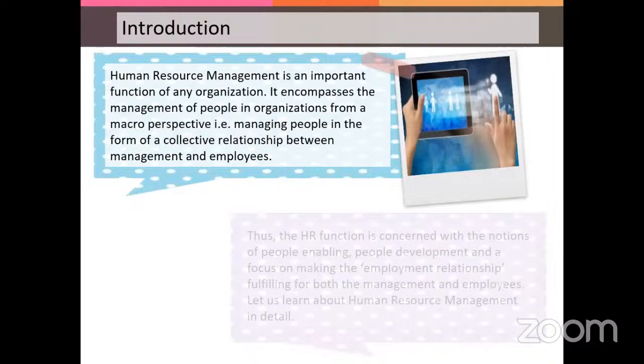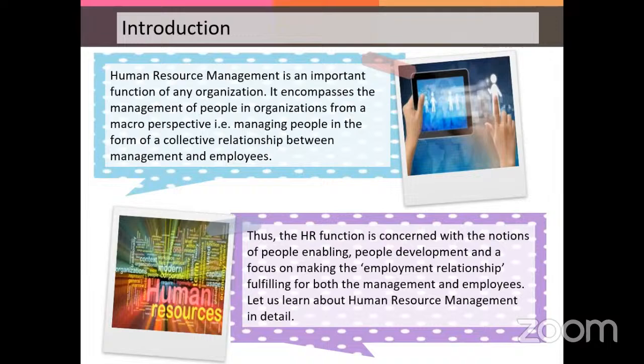Now, human resource management is an important function of any organization. It encompasses the management of people in organizations from a macro perspective, that is, managing people in the form of a collective relationship between management and employees. What this means is we don't manage people as tools, rather we manage people in a form of creative relationship that will better the lot of the people and the organization. Thus, the HR function is concerned with the notions of people enabling, people development, and the focus on making the employment relationship fulfilling for both the management and the employees.